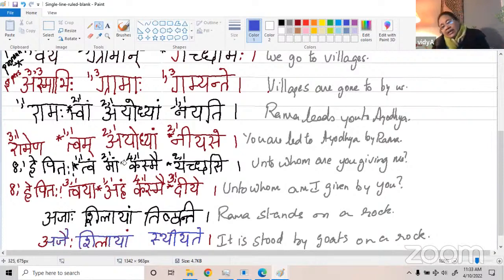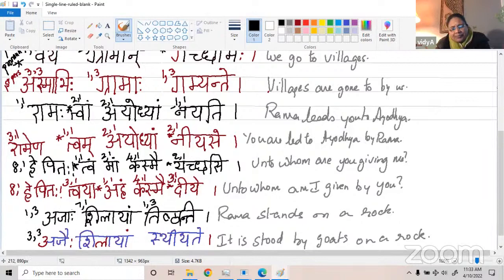Okay. Ajaihi shilayam sthiyate, and that is the bhave prayoga. And Ajaha is 1-3, shilayam is 7-1, and tishtanti is third person, prathama purushaha and bahuvachanam. Ajaihi is tritiya vibhakti, third case.